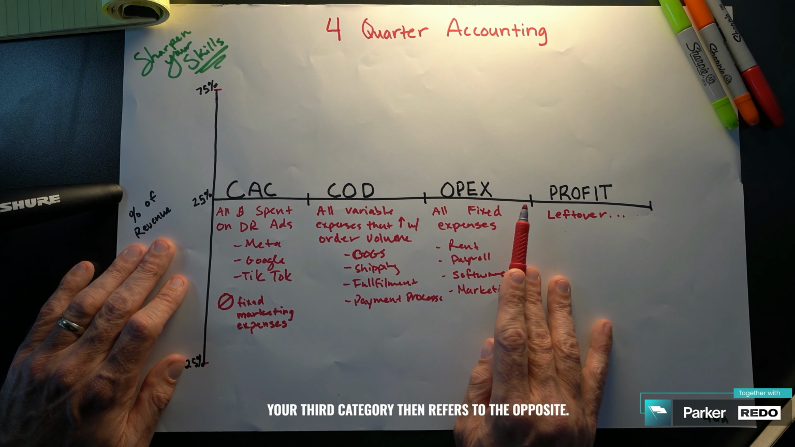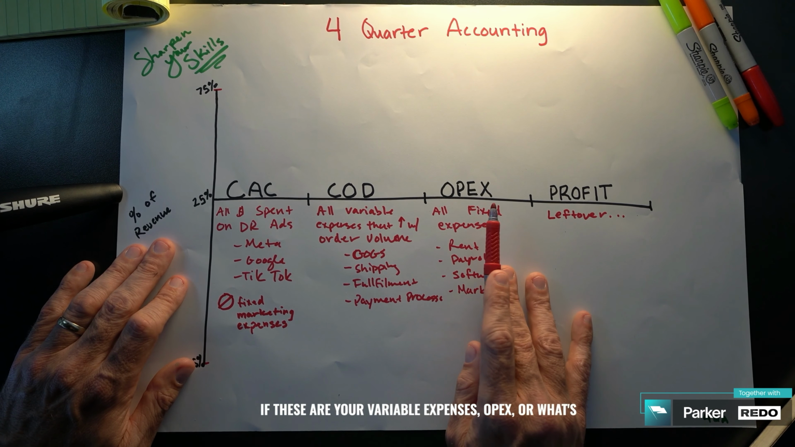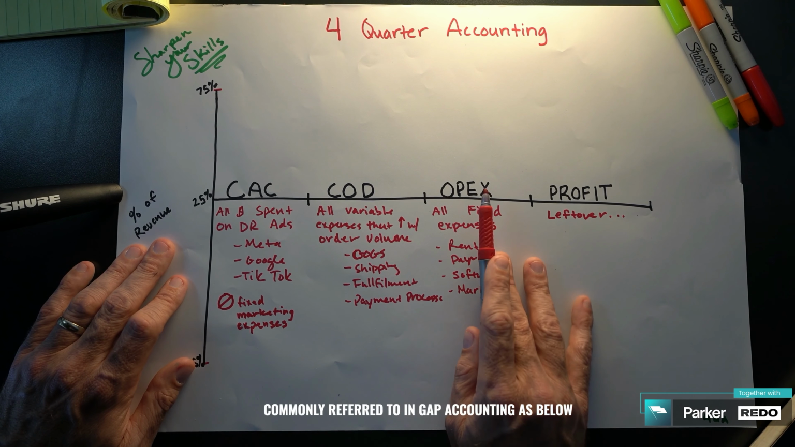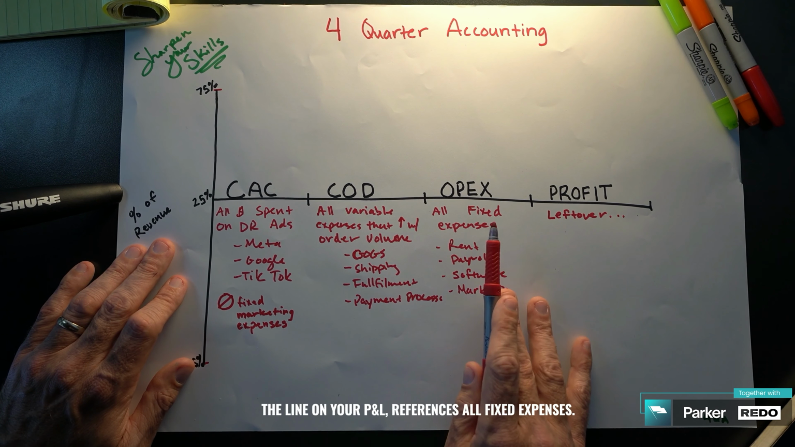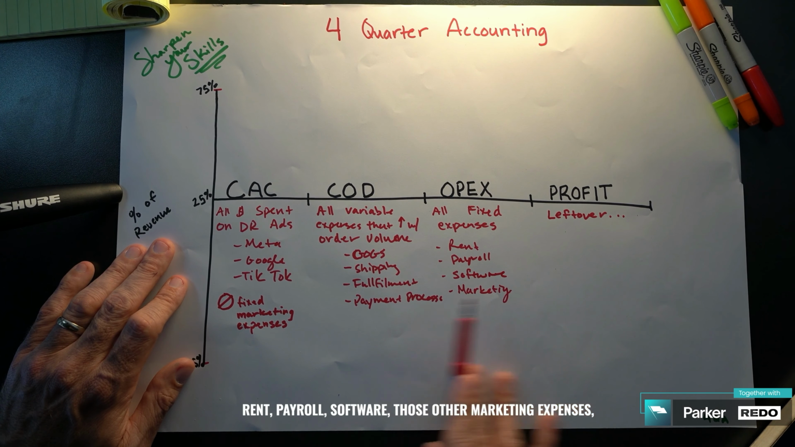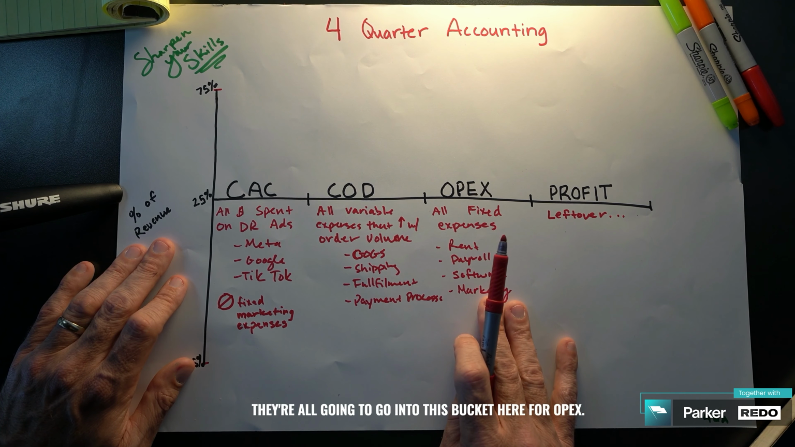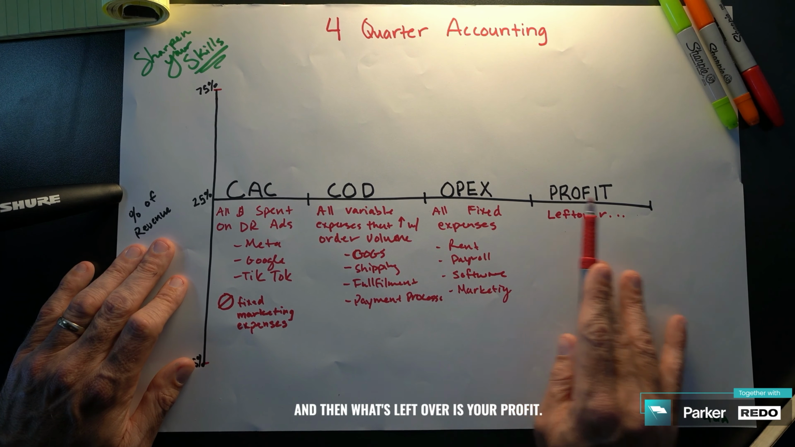Your third category then refers to the opposite. If these are your variable expenses, OPEX, or what's commonly referred to in GAAP accounting as below the line on your P&L, references all fixed expenses. Rent, payroll, software, those other marketing expenses, they're all going to go into this bucket here for OPEX. And then what's left over is your profit.